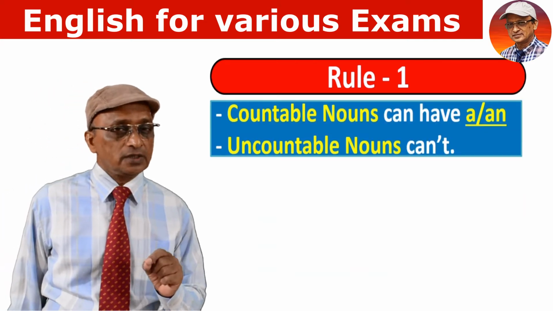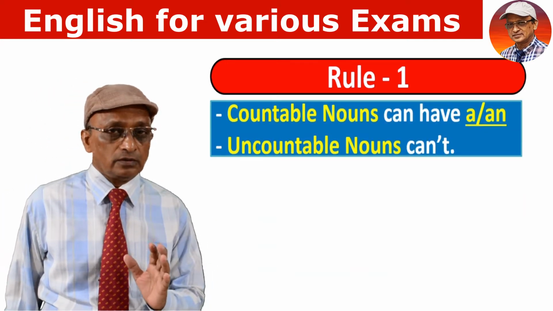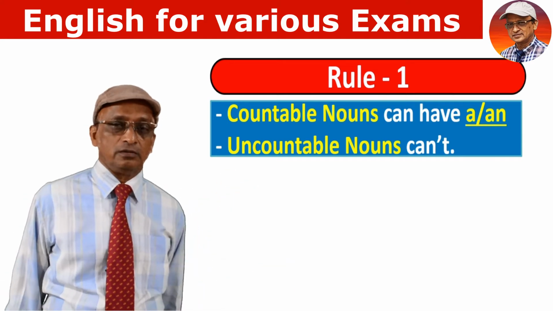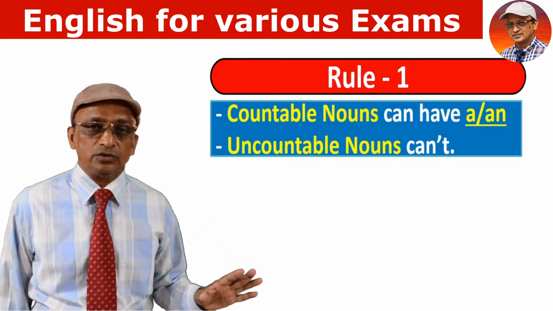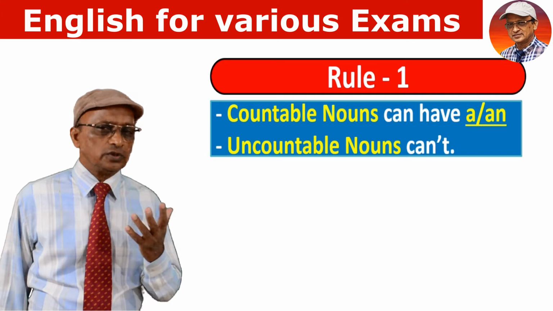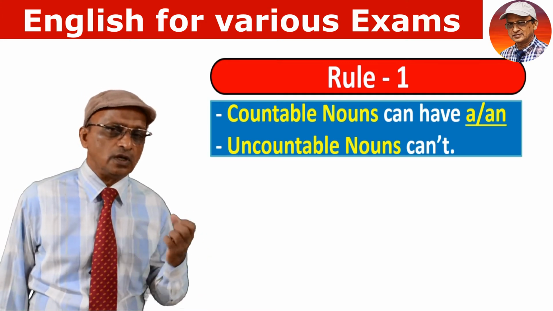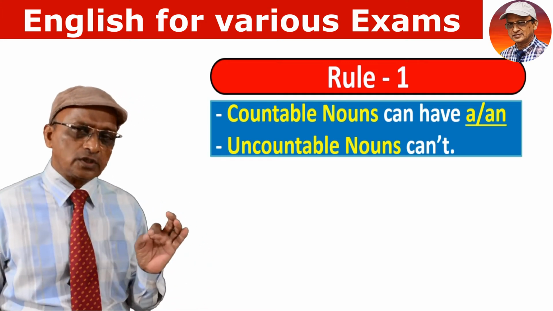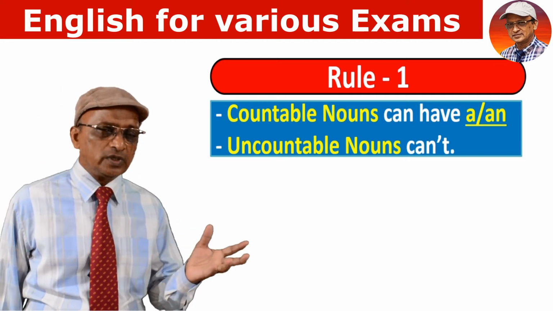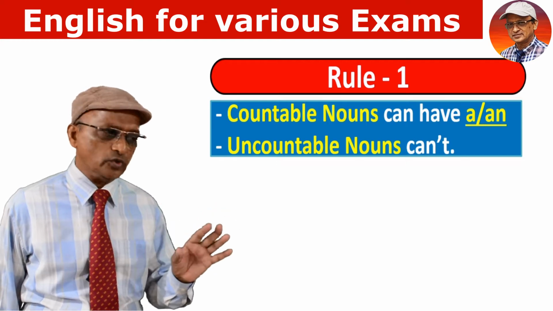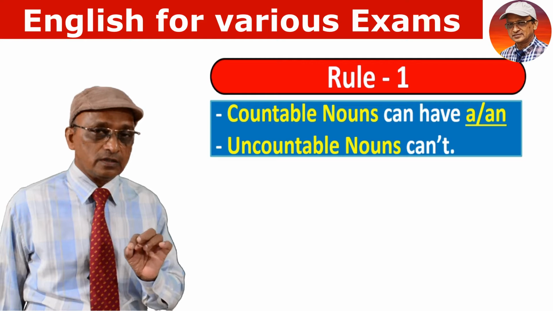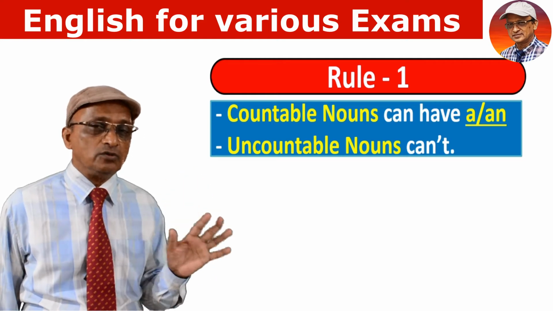This specifies that a or an, these two articles, can be used with countable nouns only. With uncountable nouns, these two articles a or an can't be used. I am sure that you know what countable and uncountable nouns are. Countable nouns are those nouns for which we can specify number. Uncountable nouns are not. We cannot count them, we cannot specify them. That's why a or an cannot be used with uncountable nouns.